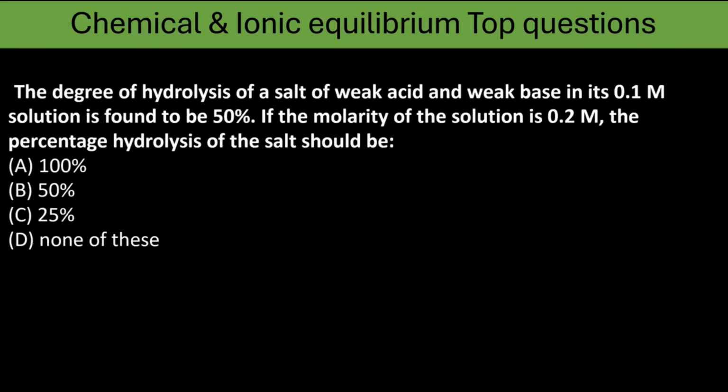Today we are going to solve some top questions on the Chemical and Ionic Equilibrium chapter, as you guys have asked. Let's get started with the first question. The degree of hydrolysis of a salt of weak acid and weak base in its 0.1 molar solution is found to be 50%. If the molarity of the solution is 0.2 molar, the percentage hydrolysis of the salt should be.